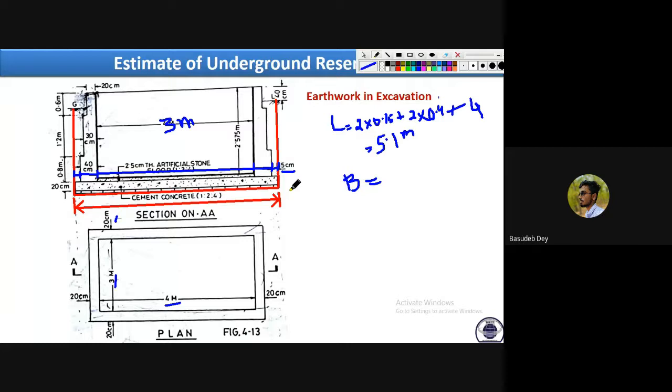So tell me what is the value of B. Simple, same formula, simply add here 3 instead of 4, you are getting 4.1.